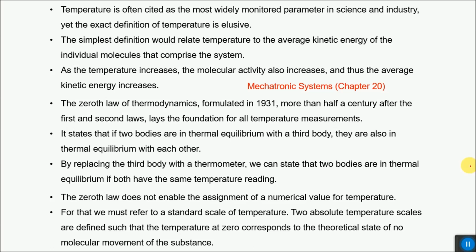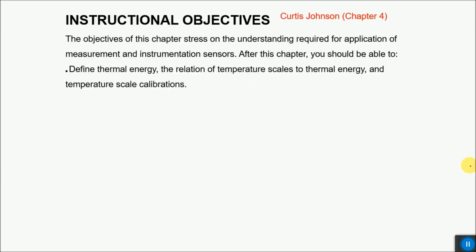Two absolute temperature scales and two relative temperature scales are defined. The zero temperature corresponds to the theoretical state of no molecular movement of the substance in the absolute scales, while in the relative scales, the state of zero molecular movement corresponds to a non-zero temperature. We will be mostly following Curtis D. Johnson, chapter number 4, for the design examples and for discussing the types of sensors and their working principle.